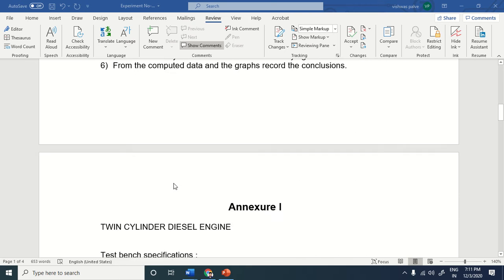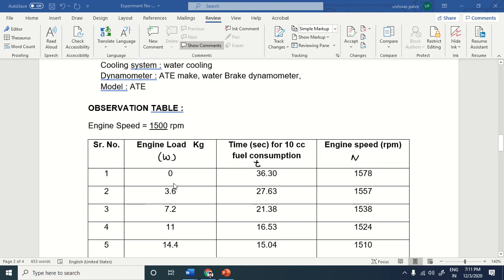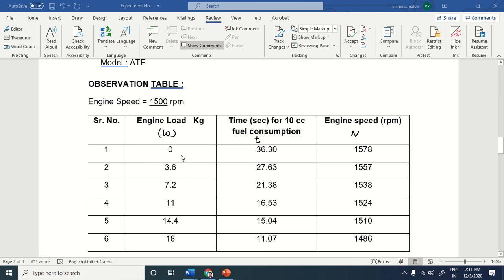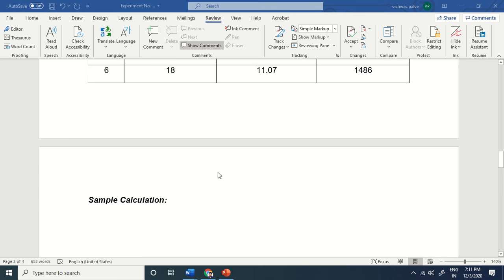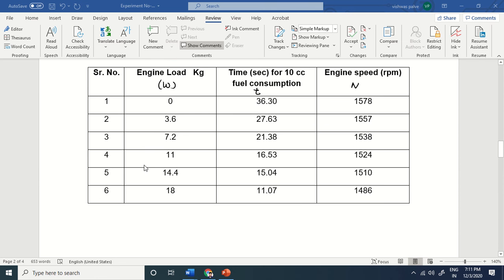Already in part 1 we have taken the readings. So here are those readings: engine load, denoted as W, time for 10 cc of fuel consumption, denoted as T, and engine speed, denoted as N. These are the readings which have been taken. Now let us do the sample calculation.